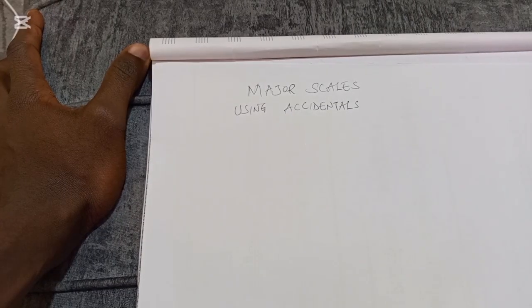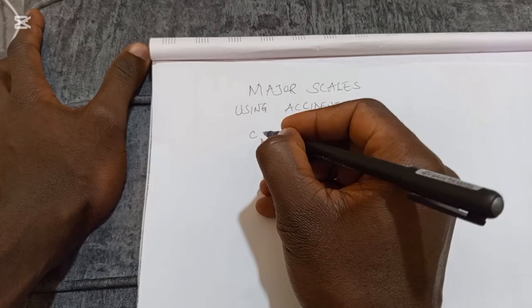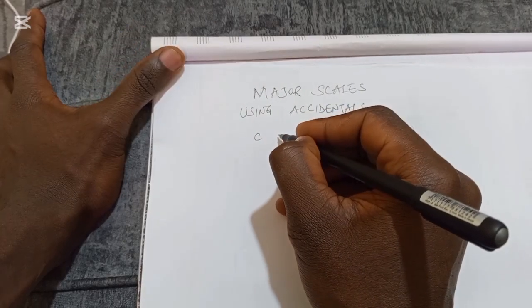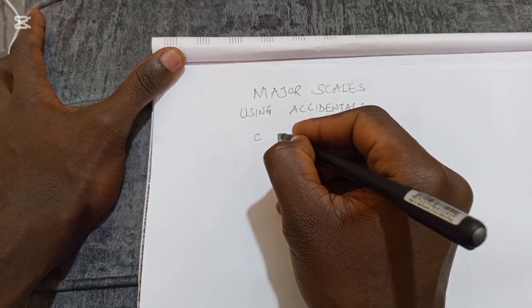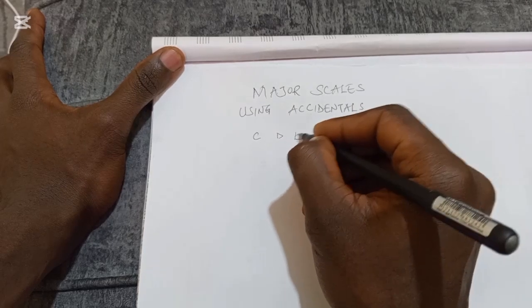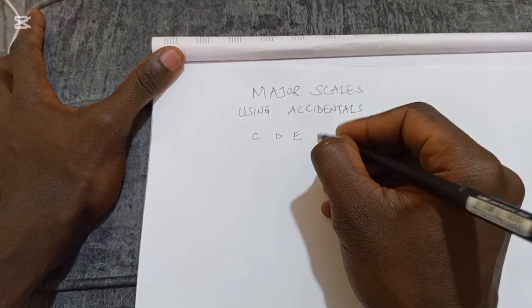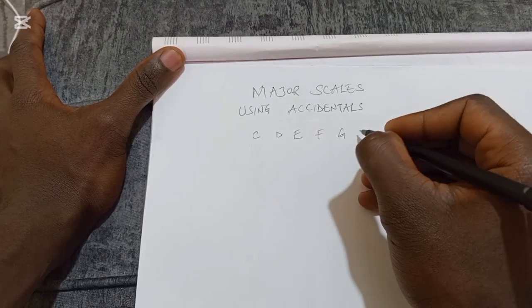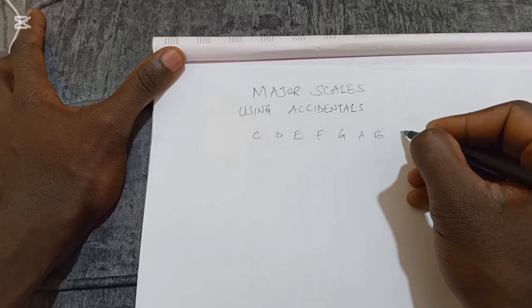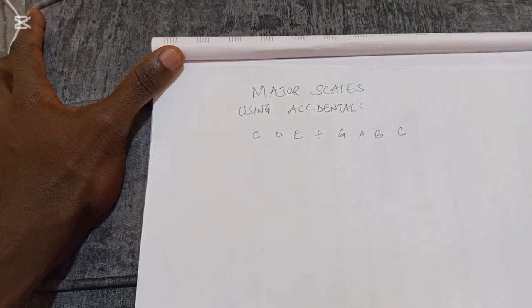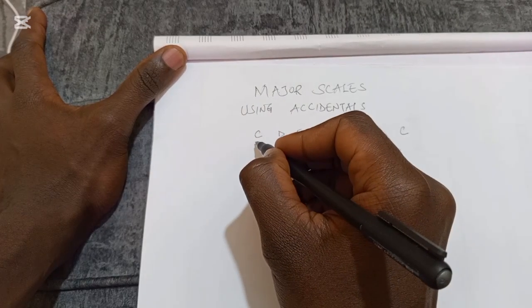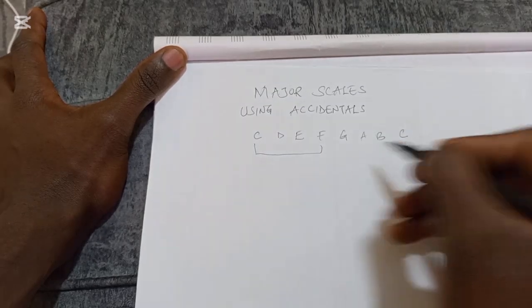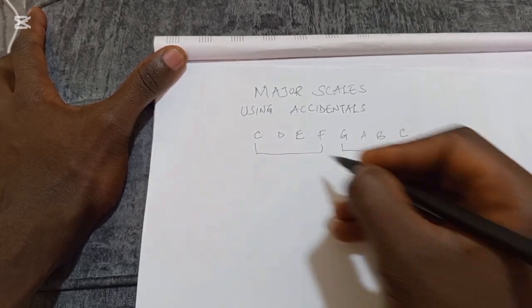So we have the C major scale, and we find out that the C major scale is divided into two tetrachords, and the C major scale is a natural major scale. So we are moving from C, D, E, F, G, A, B, then to C, which is an upper octave. When we move from C up to F, we find the first tetrachord. Then the second tetrachord is G to C.